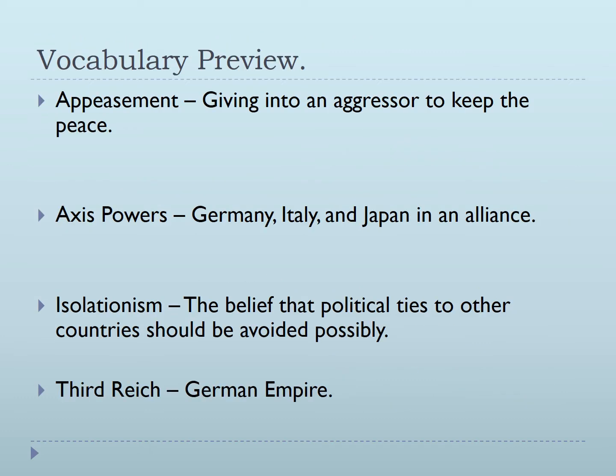All right, vocabulary preview. We have a couple words here. Appeasement, giving in to an aggressor to keep the peace. Axis powers, which are Germany, Italy, and Japan in an alliance. Isolationism, which is the belief that political ties to other countries should be avoided possibly. And the Third Reich, which we'll talk about a little bit, is the idea of a German empire.